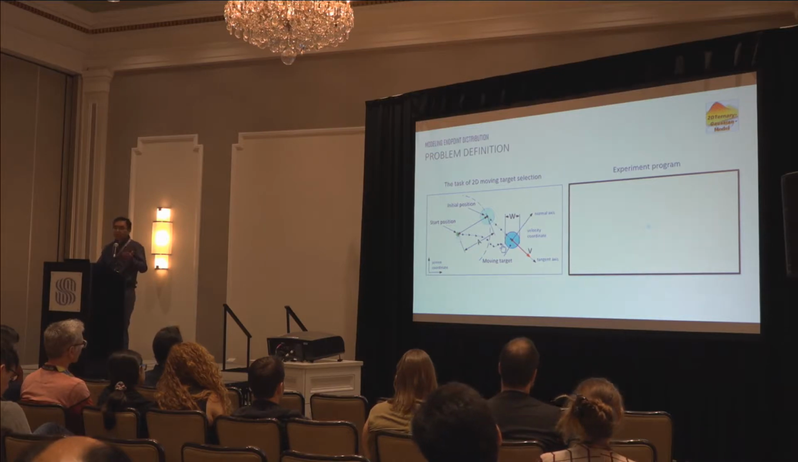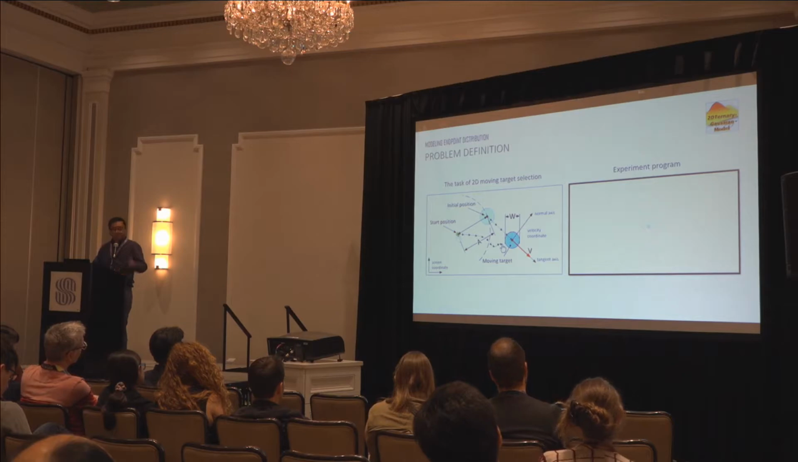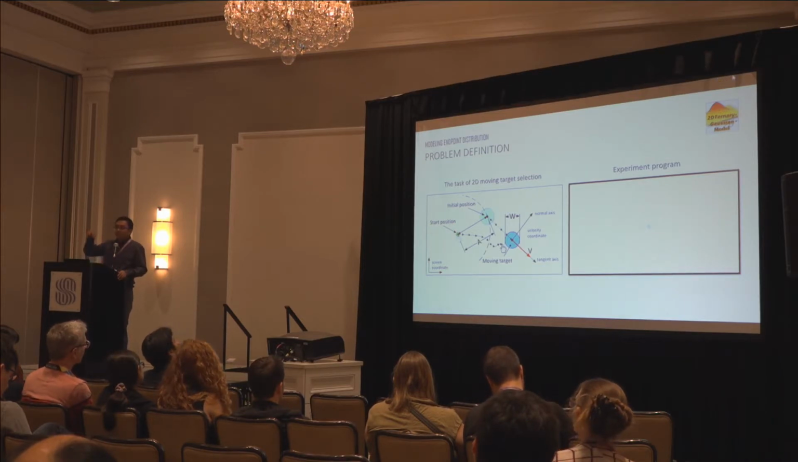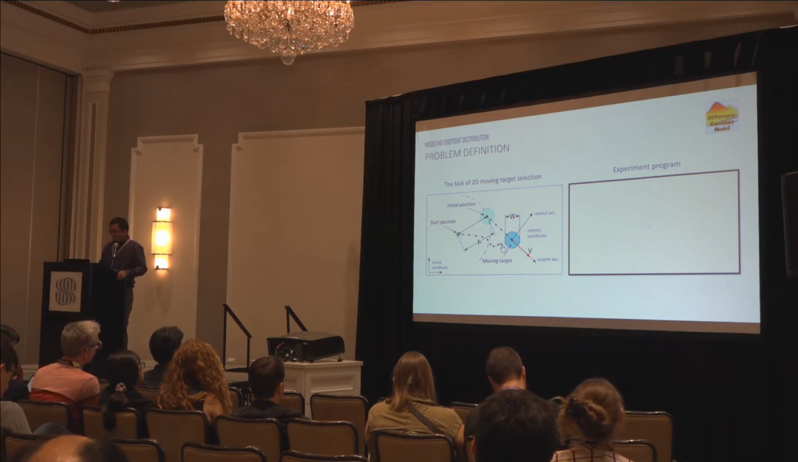And then the parameters defining two-dimensional target selection are these three: the initial distance to the target A, the moving speed V, which is a vector, and the size of the target, which is the diameter of the circle W. So the model, again, basically takes these three parameters and predicts the endpoint distributions of the moving target.